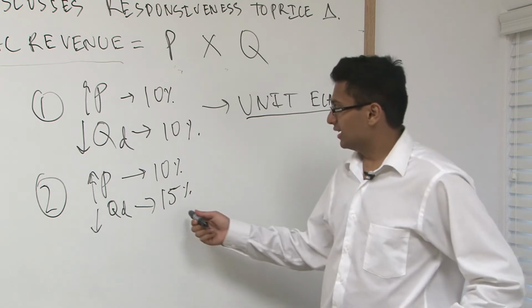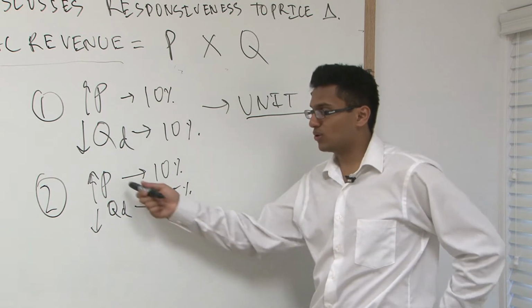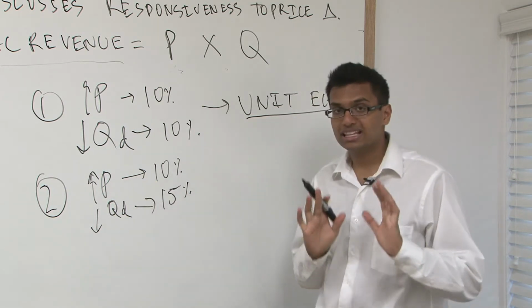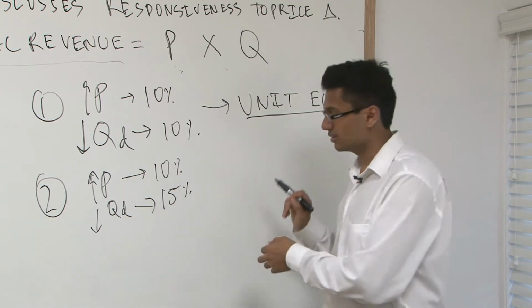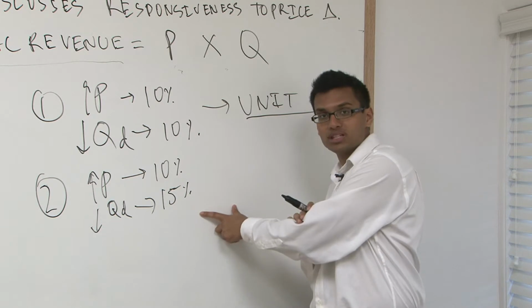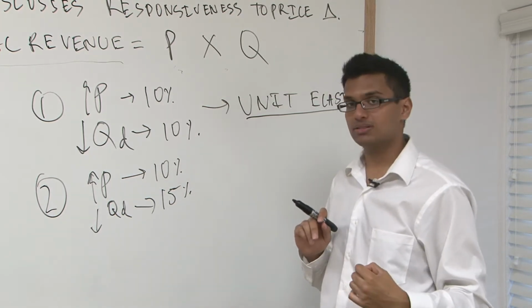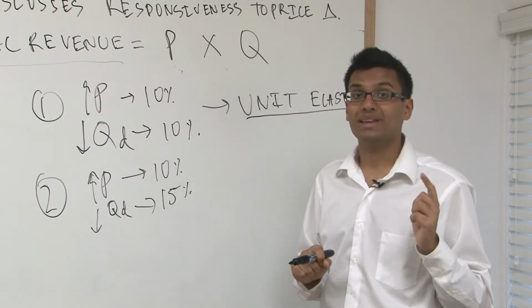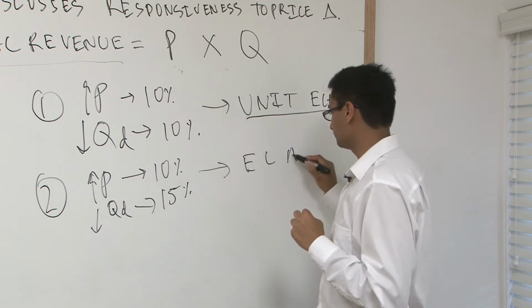Now, when this happens, when my quantity demanded goes down more, what I'm saying is the change in quantity demanded is higher than the change in price. Look at this. Change in quantity demanded, 15%. Change in price, 10%. When this happens, it's called more than a proportional change, or it's called being elastic. That's called being elastic.